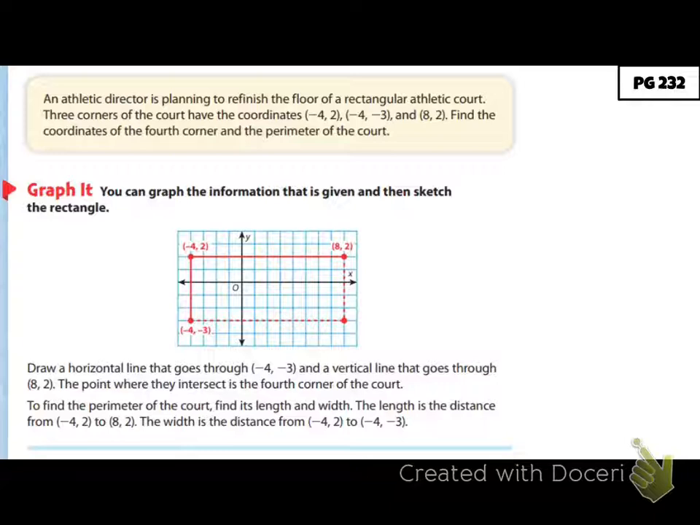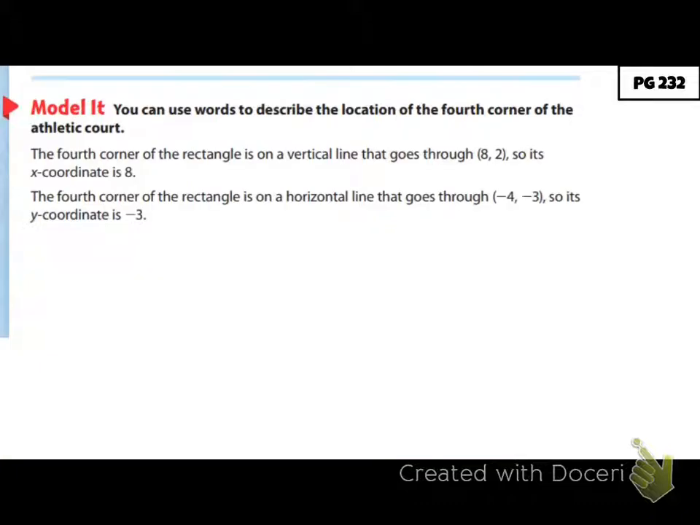So then to find the perimeter of the court, we have to find its length and width. The length is the distance from -4, 2 to 8, 2. The width is the distance from -4, 2 to -4, -3. Or you can count up your squares. We can model it, and we can use words to describe the locations and the 4th corner of the court. So it says the 4th corner of the rectangle is on a vertical line that goes through 8, 2, so its x-coordinate is 8. The 4th corner of the rectangle is on a horizontal line that goes through -4, -3, so its y-coordinate is -3. So then you could say that our point is 8, -3.